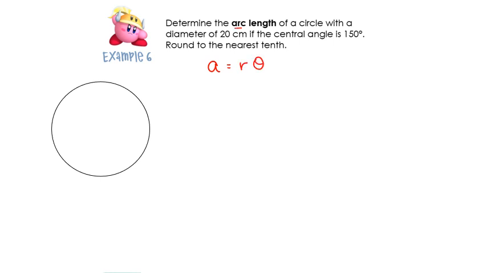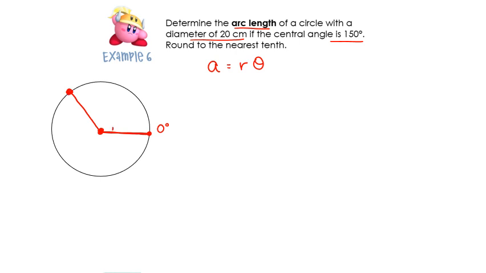So we want to find the arc length of a circle that has a diameter of 20 centimeters, and the central angle is 150 degrees. Just to visualize, let's say 0 degrees is on the far right here. If I draw a line from the center of the circle to that dot I just made, that's going to be my initial arm. And then my terminal arm needs to go up to 150 degrees. So let's say it's right around here.